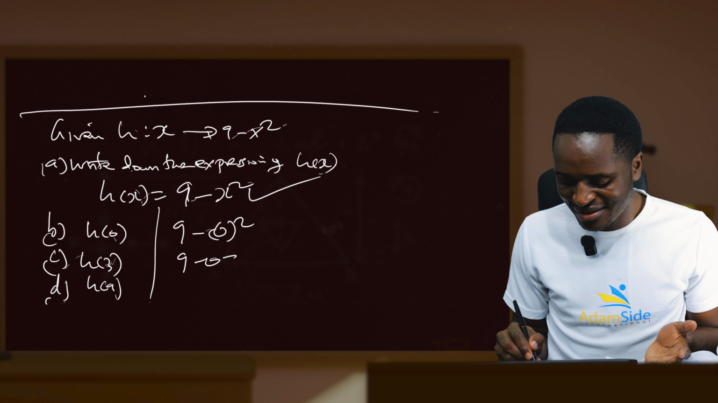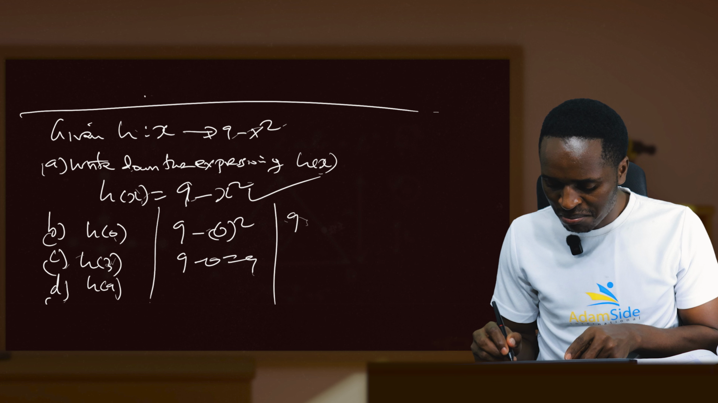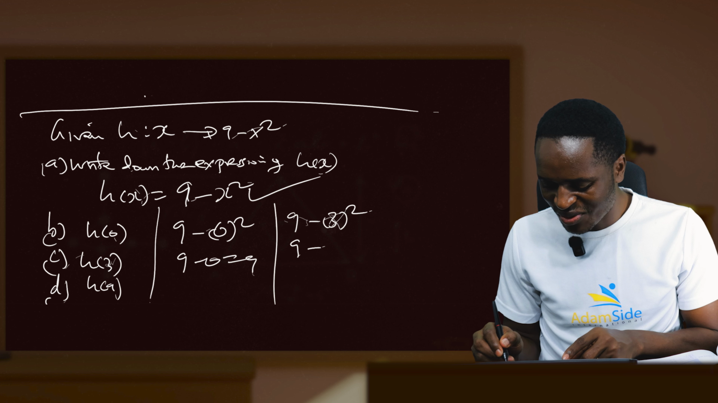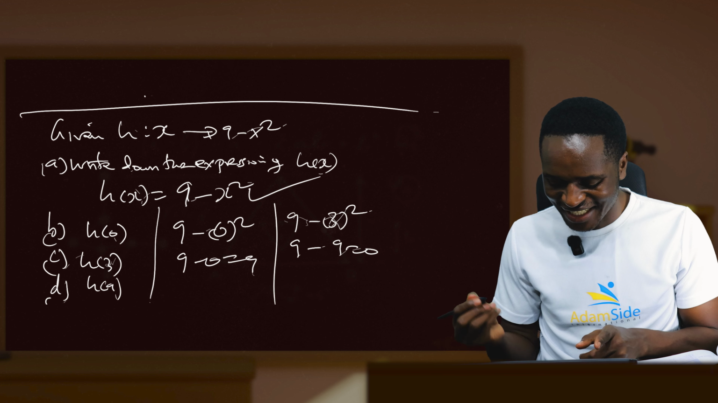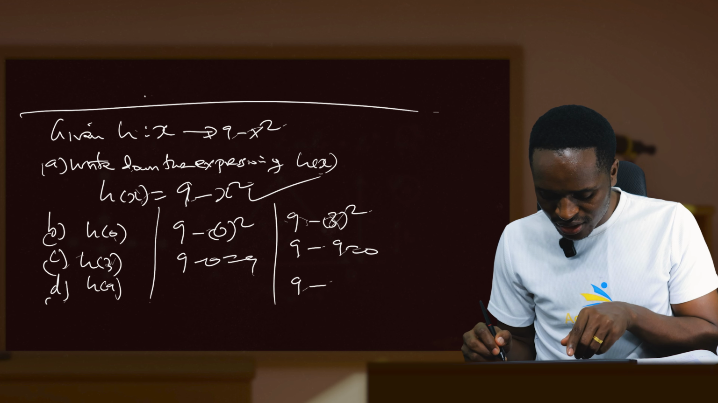So 9 minus 0 is 9. H3. So 9 minus 3 squared. Correct. 3 squared is 9. 9 minus 9, 0 again.